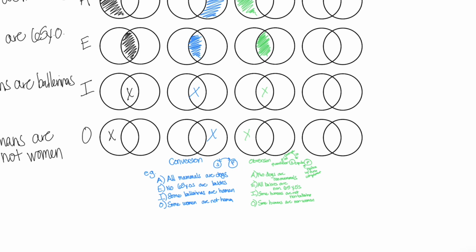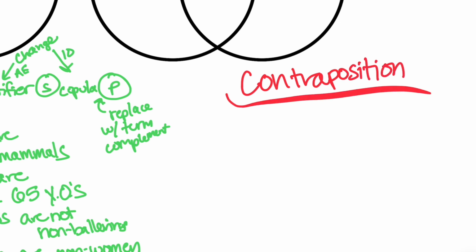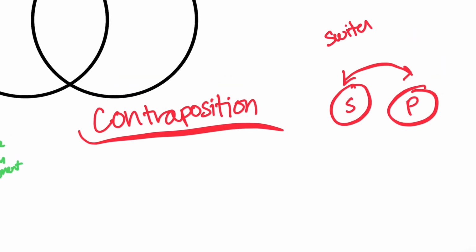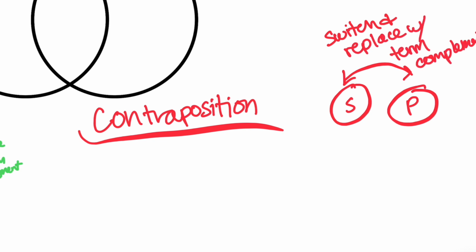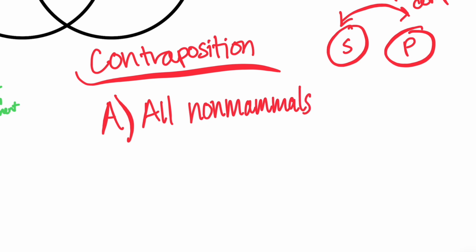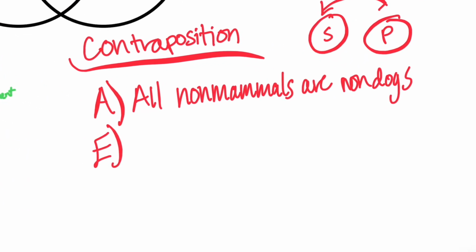Next, let's look at contraposition. So what happens if we take the contrapositive of each of our original claims? What's the contrapositive of our original A, E, I, and O claim? Contrapositive means that we switch the subject and the predicate and replace both of them with their term complement. So the contrapositive of our original A claim is going to flip dogs and mammals and turn them both into their term complement. So instead of all dogs are mammals, we have all non-mammals are non-dogs.